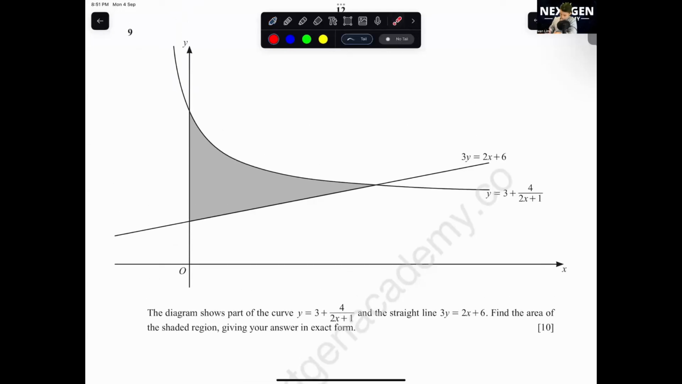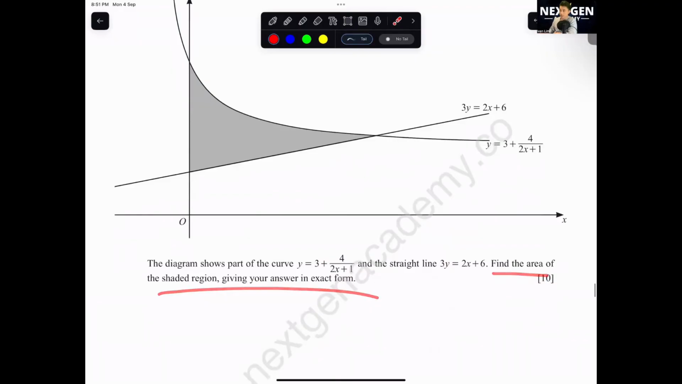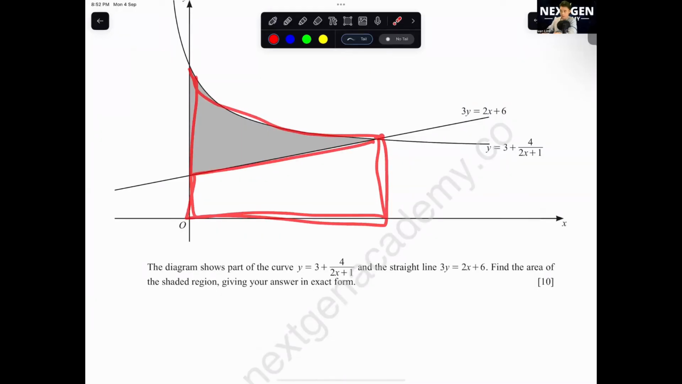Question 9. The diagram shows part of the curve y equals 3 plus 4 over 2x plus 1, and the straight line 3y equals 2x plus 6. Find the area of the shaded region. Give your answer in exact form. What do we want to find first? We have to understand the overall goal. I want to integrate from here to here, because this is the area under this curve, minus this trapezium shape. That's all. Easy, right?